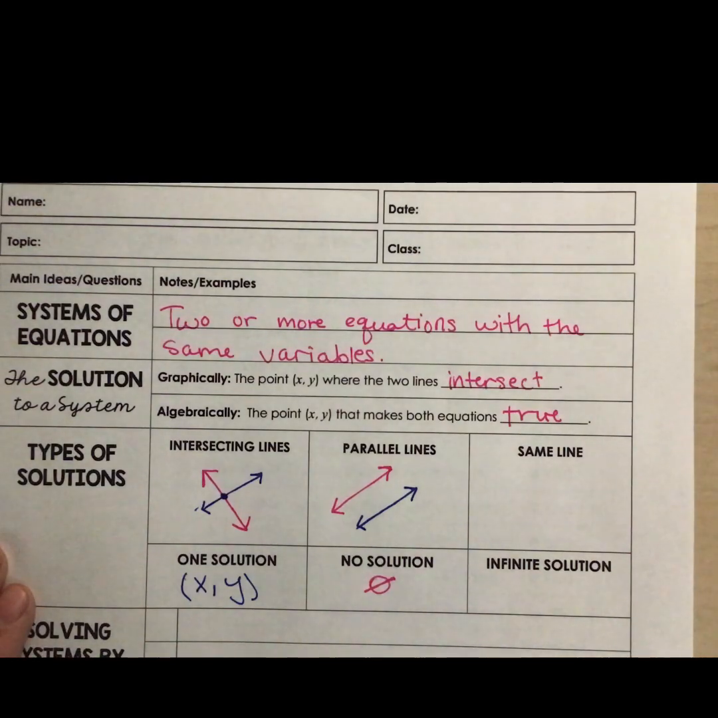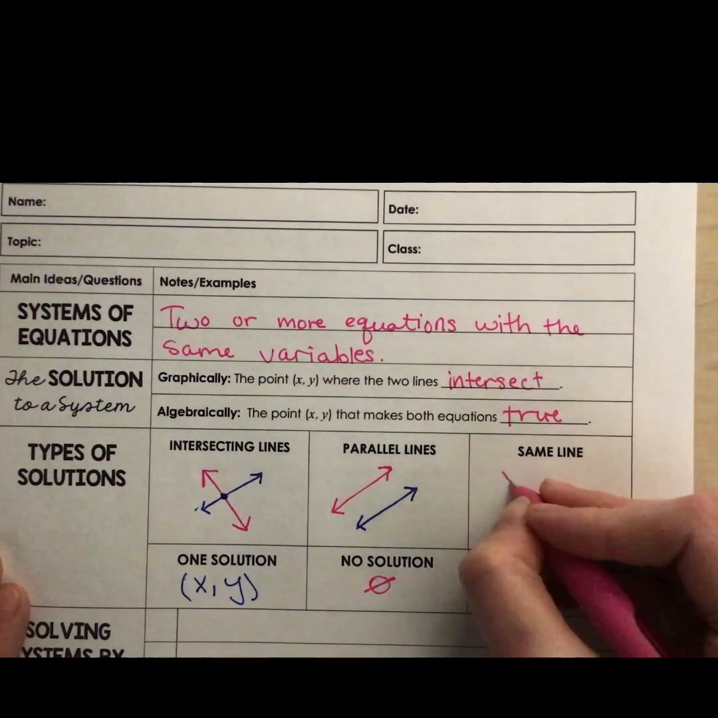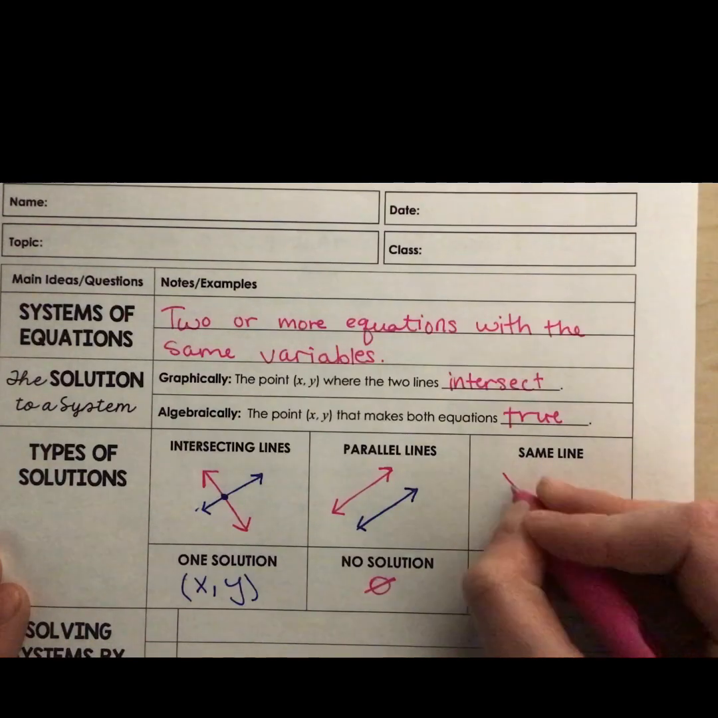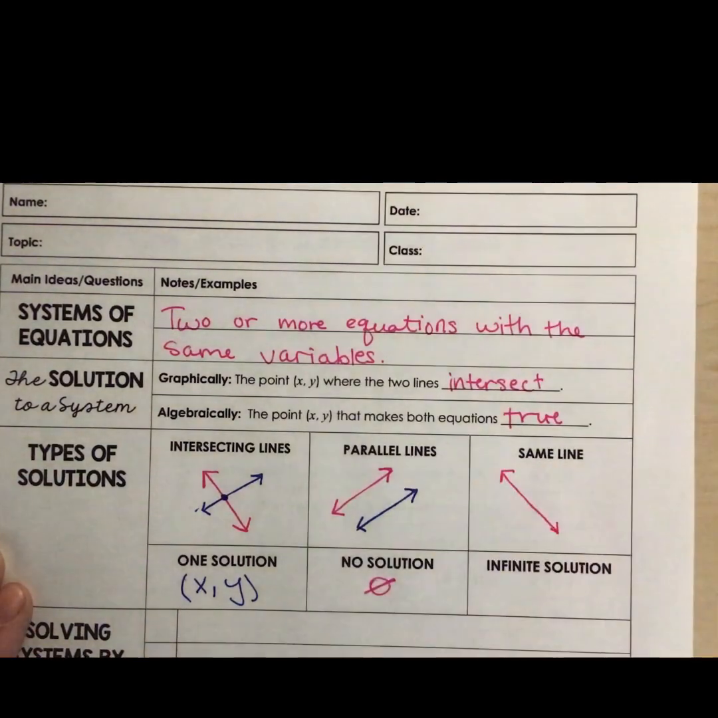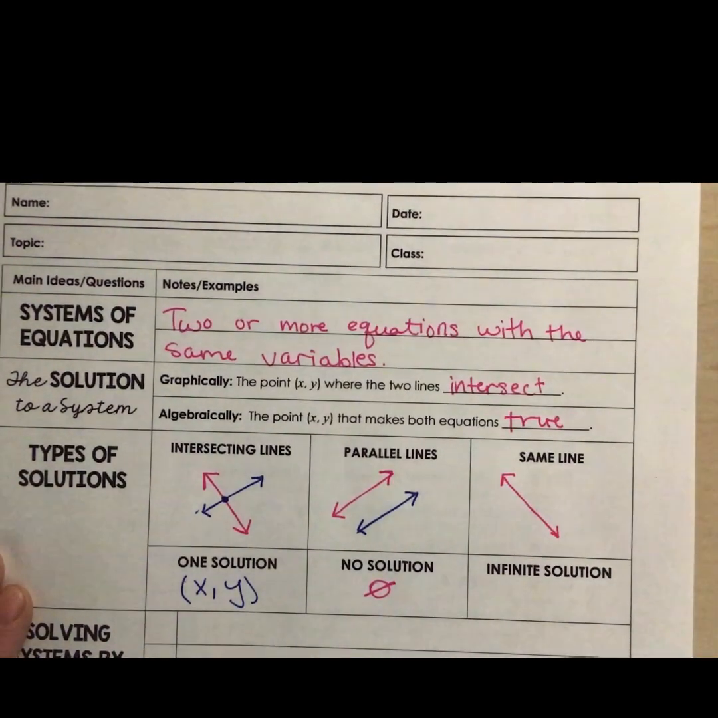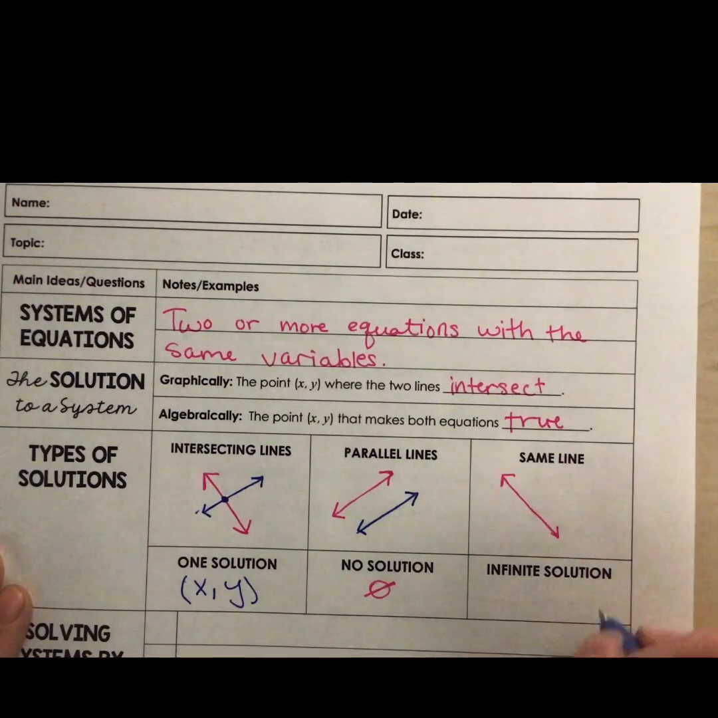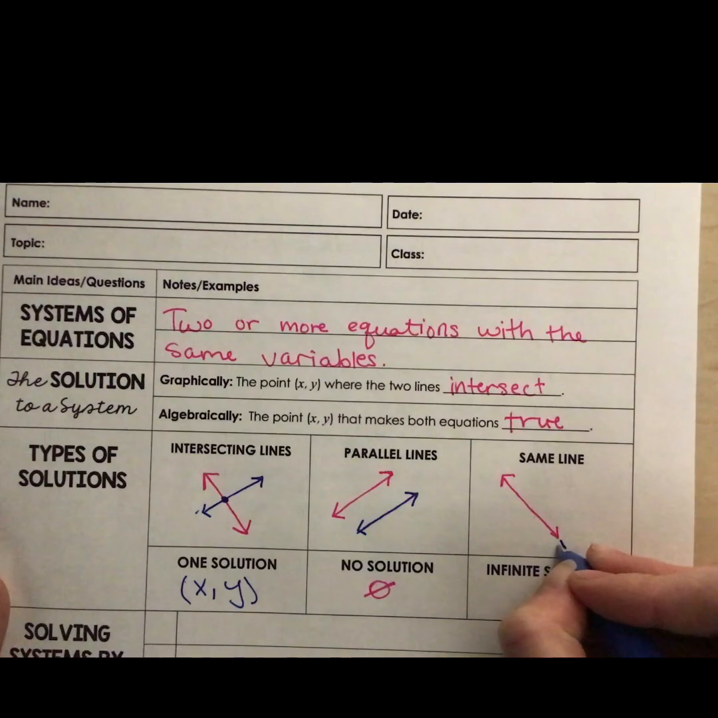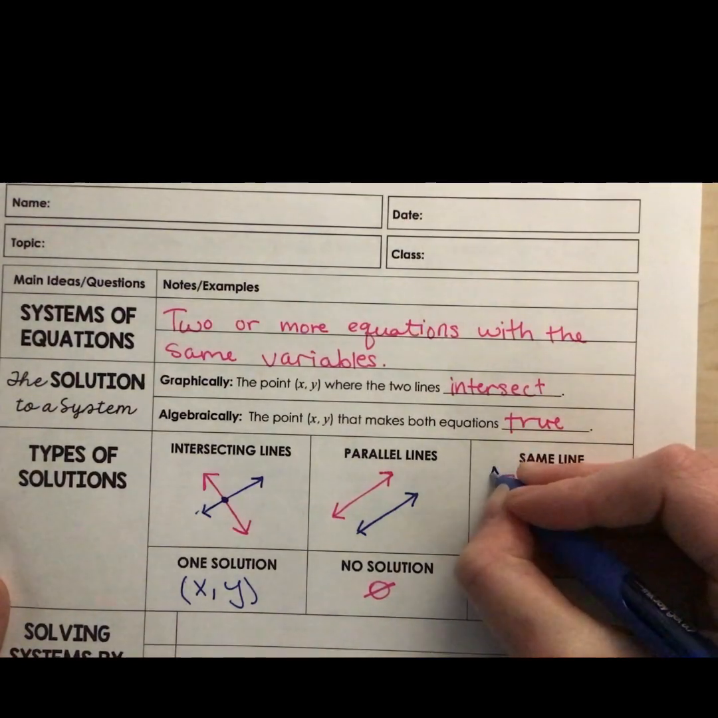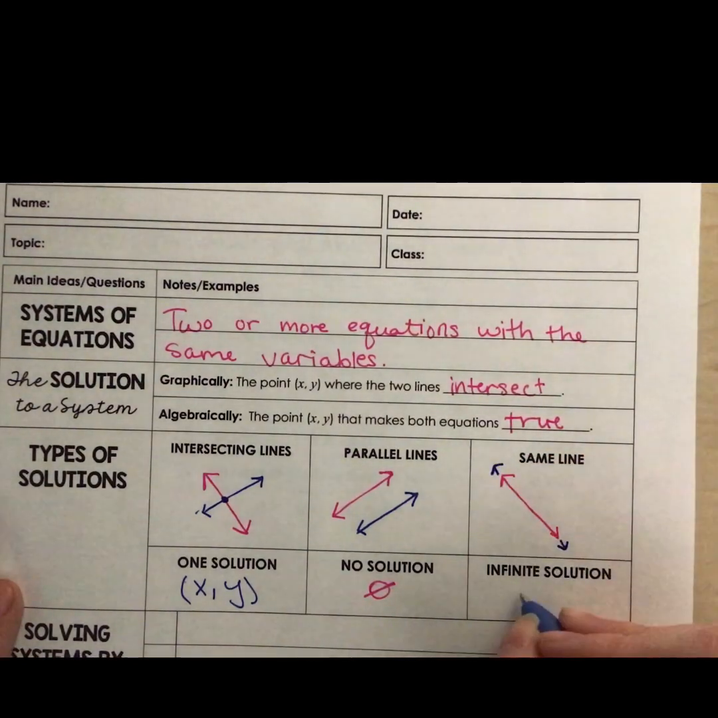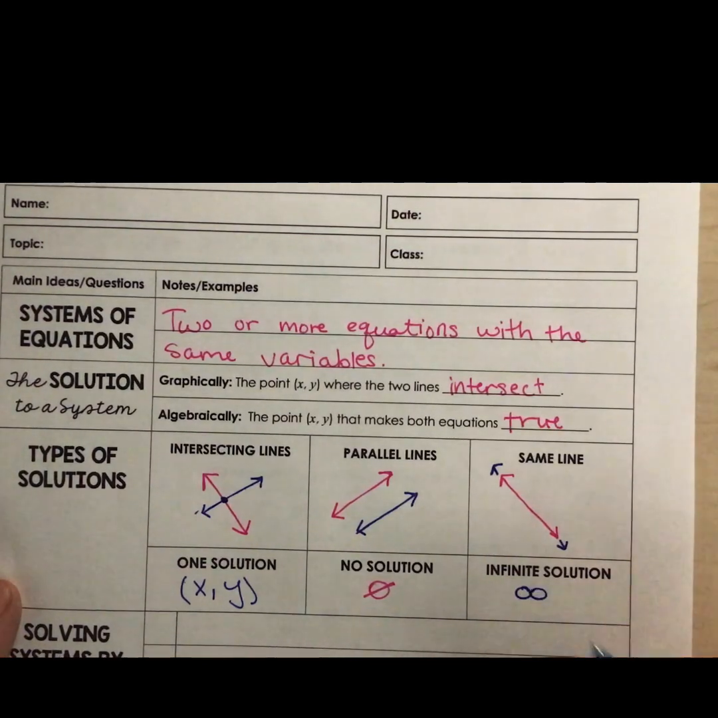The last thing is when we have the same line. Sometimes we are given the same expression, but using a higher coefficient, a higher common factor. And so this would have an infinite solution. Then they'd be two lines stacked on top of each other like that. And when we say we have an infinite solution, we'll just use our infinity sign.